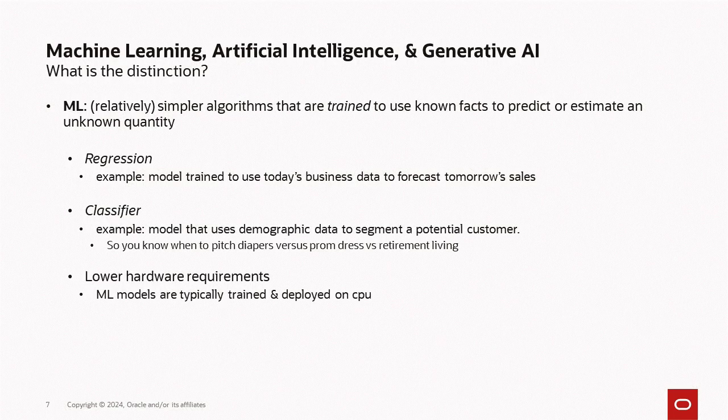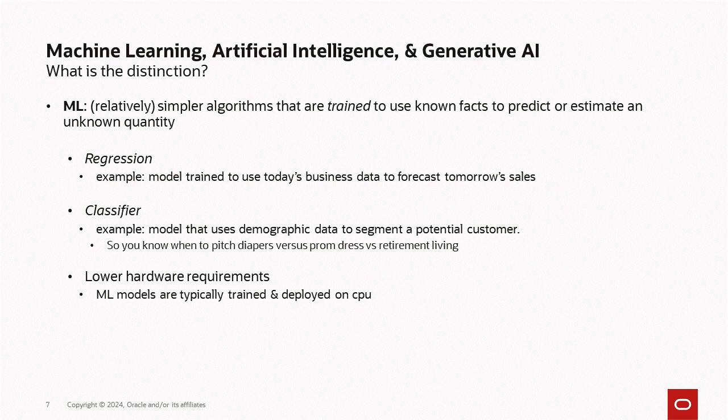One question you all might have is, what's the distinction between machine learning, artificial intelligence, and generative AI? Very briefly, machine learning has been around for decades. These are algorithms that are trained to use known facts to forecast or predict a single unknown quantity. The two most widely used machine learning algorithms are regression, for instance, using today's business data to forecast tomorrow's sales, and classifier, where you can train a classifier to segment your customers, using demographic data to figure out what you should be pitching to this customer versus that customer.